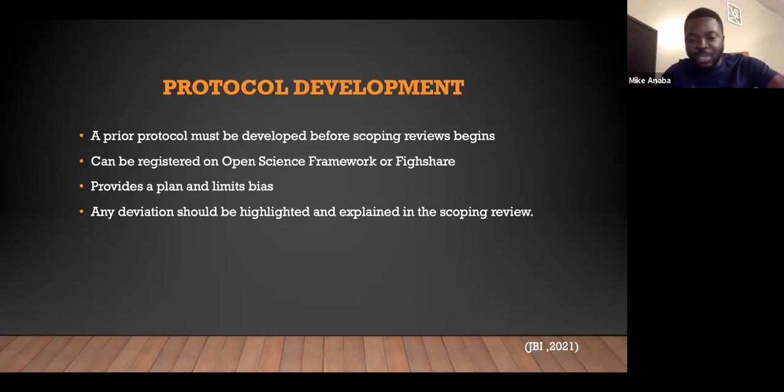So if you're able to come up with a protocol and share it with the scientific world, then everybody knows what is being done, so that there's no duplication of the same task. And then an opportunity is available to publish your protocol on platforms like the Open Science Framework or Figshare, and that makes it easily accessible to other researchers.